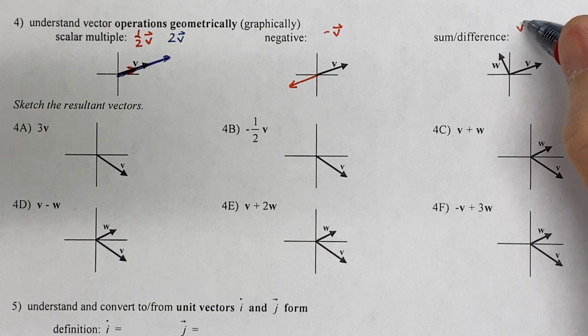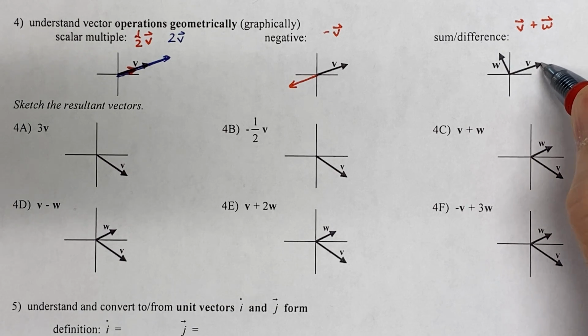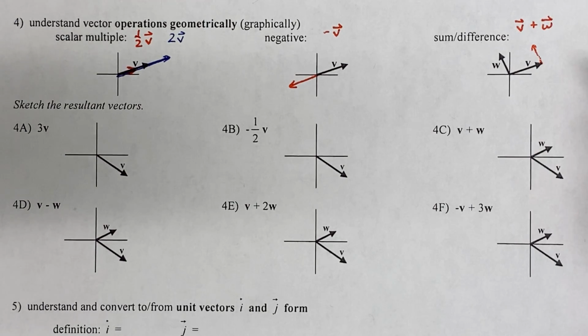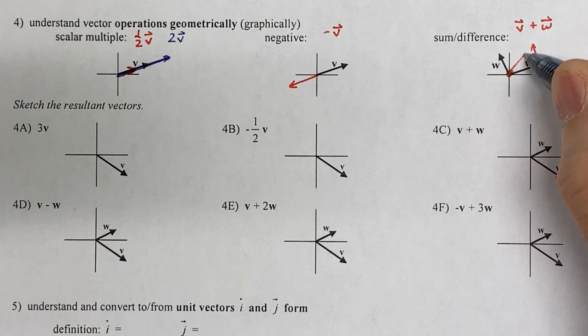So if I had v plus w, that means if I followed vector v, and then from this point create vector w, which means duplicate vector w, which looks something like this, my final answer after everything is said and done would start from here at the very beginning to the very end here. So my resultant vector looks like this.